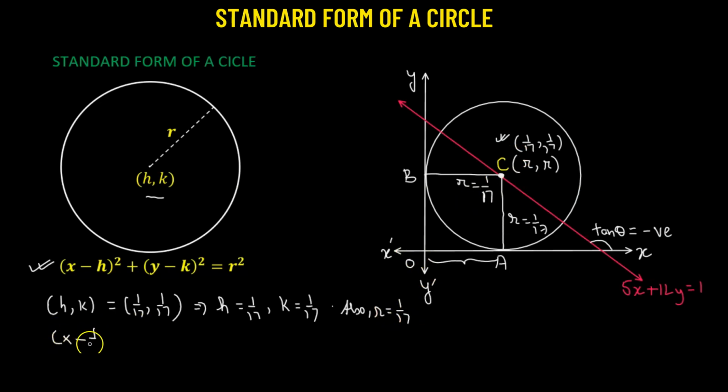So we get x minus 1 over 17 whole squared plus y minus 1 over 17 whole squared equals the square of the radius, 1 over 17 whole squared. So this is going to be the standard equation of the circle, and if you want, you can also simplify this, but I'm going to leave the answer in this particular fashion.